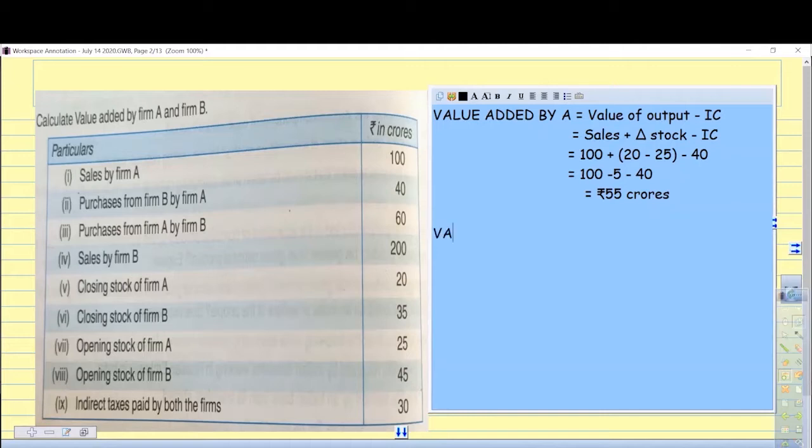Next, we will find out what is the value added by firm B. Again, sales or value of output of firm B, right? Value of output by B minus IC or intermediate consumption. Value of output we will find out using the formula sales plus change in stock minus intermediate consumption.